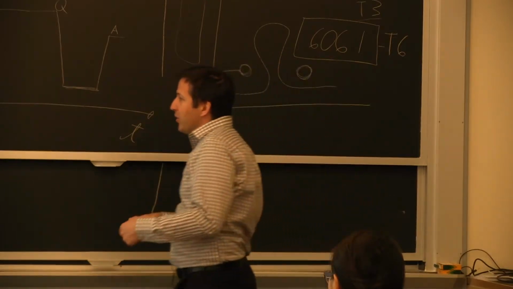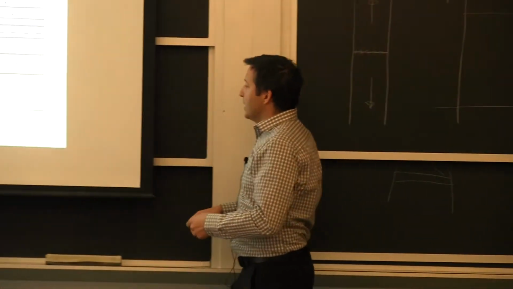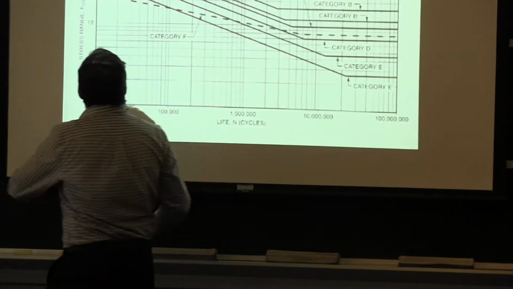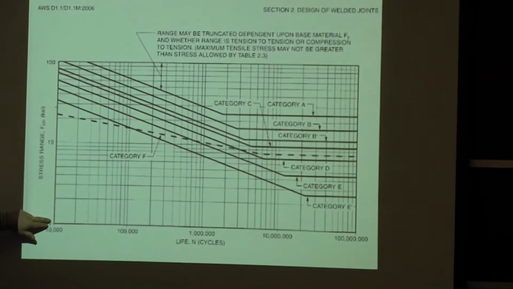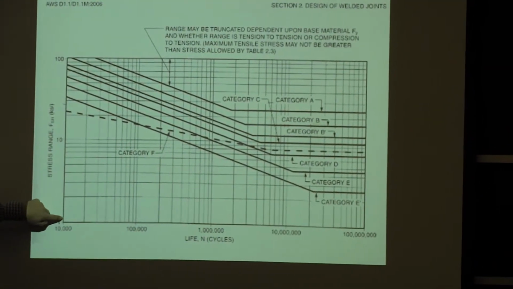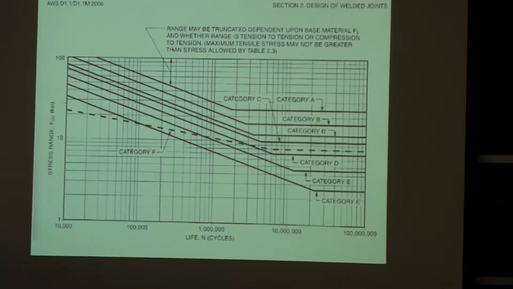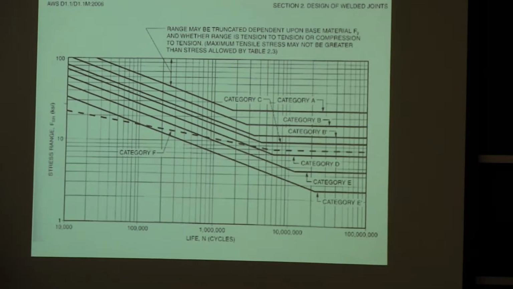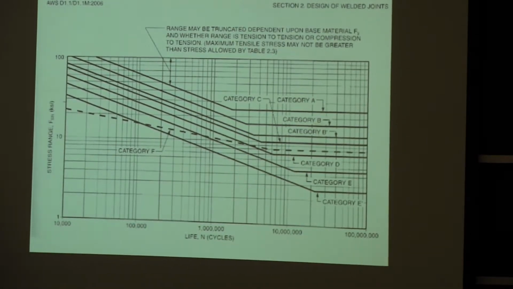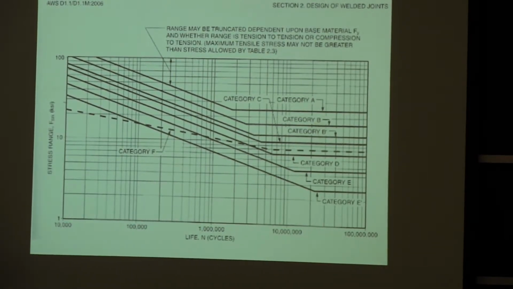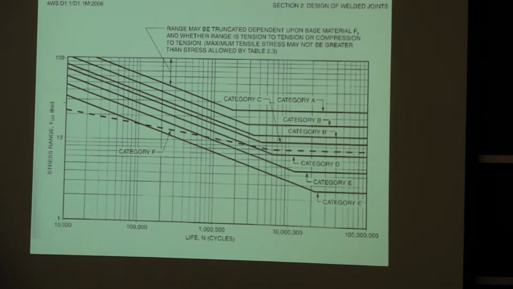This knockdown factor of 5, as you can see, if I only assume I have a factor of 10 here, 10,000 cycles, is much less. At 10,000 cycles, it will still be allowed, according to this framework of AWS, to have a stress range of 20 KSI. It's really when you take it to a longer life.